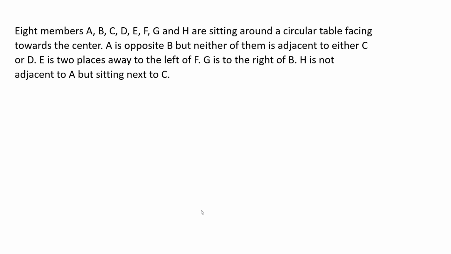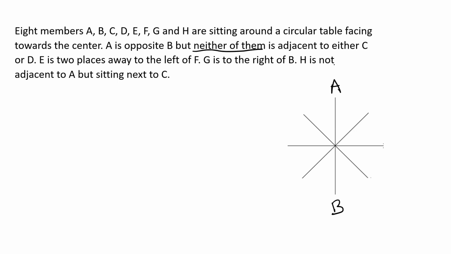So in order to solve this, let us assume a circular table this way, a circular table for the given 8 members. A is opposite B. So let me start with this one. Which condition should one start with? I want you to pick a condition in which you are given more information, I mean, about more number of persons. A is opposite to B, but neither of them, it means that neither A nor B is adjacent to either C or D.